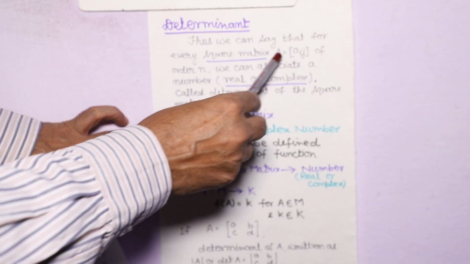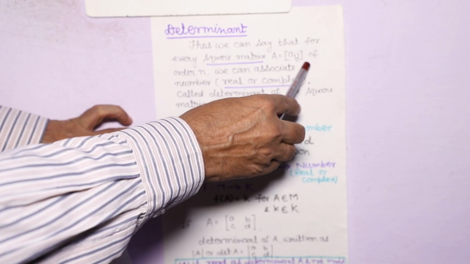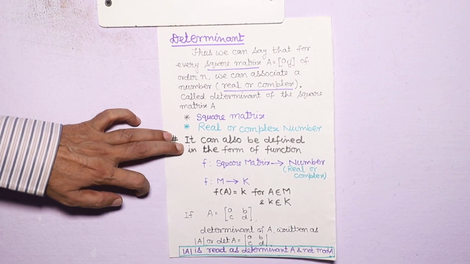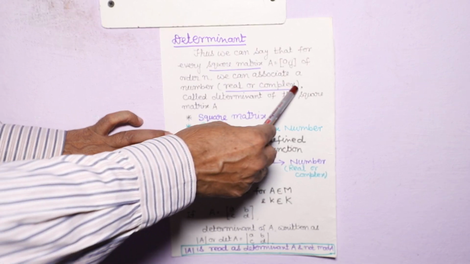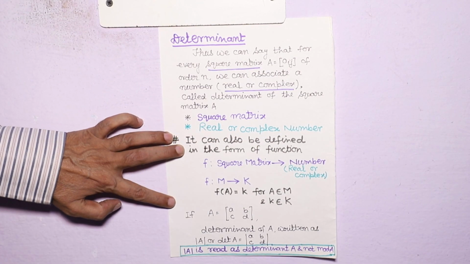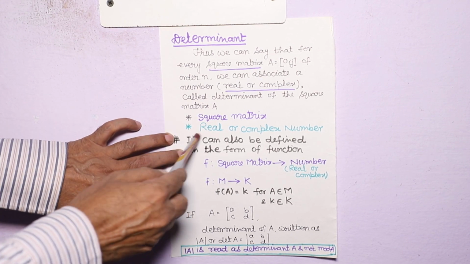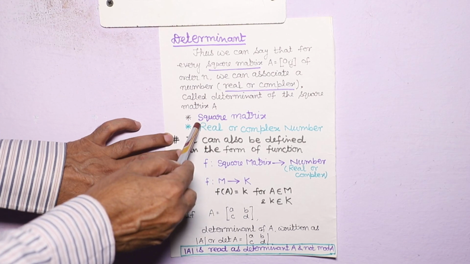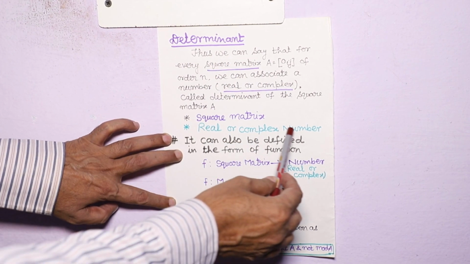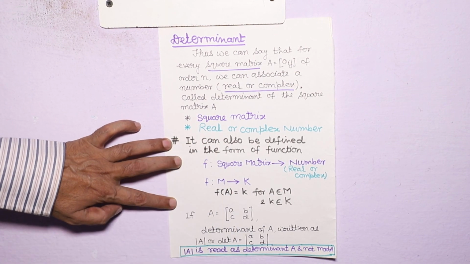We can say that for every square matrix A_ij of order n, we can associate a number, that may be real or complex, called the determinant of the square matrix A. Here two things are necessary. The matrix should be square, order 2, order 3, order 4, and the number may be real or complex. It is not necessary that the number is real.